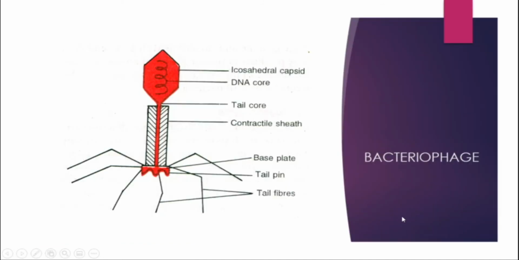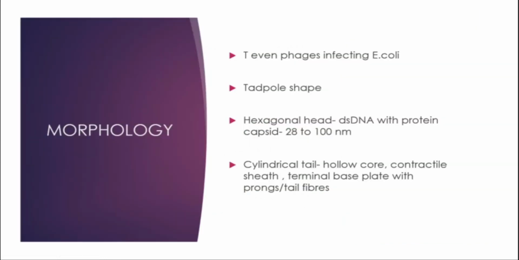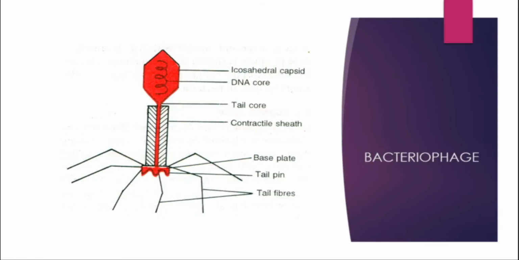So let's see the actual image of the tadpole-shaped T1 phages, which infect E. coli. They have an icosahedral or cubical symmetrical head with double-stranded DNA as the core, and a tail core with a contractile sheath, which gives them some flexibility, and which ends with a base plate with plenty of tail fibers. This helps them attach to the host cell. And here the host cell is E. coli.